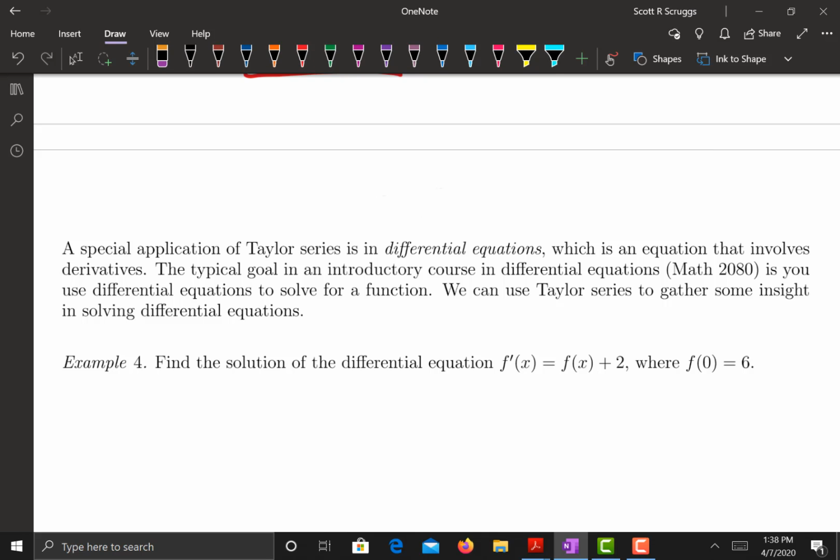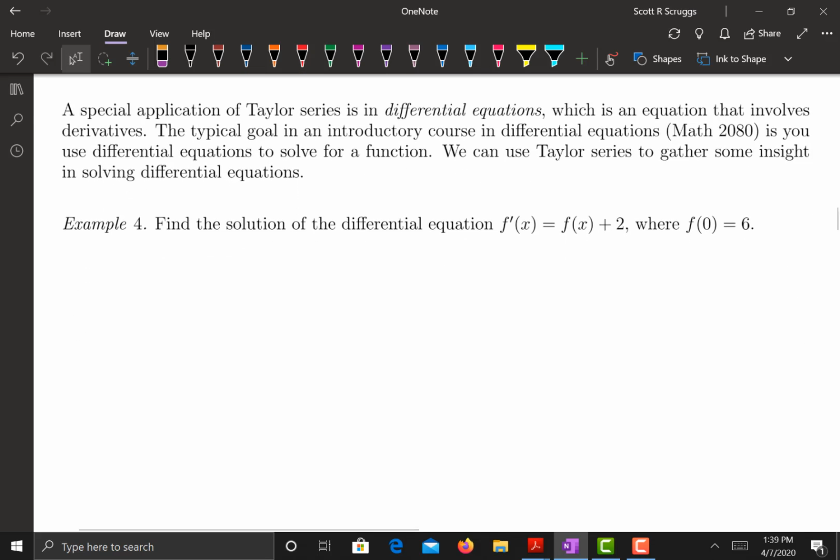But we can actually start using Taylor series now and gather insights into solving a differential equation. And that's what's going to happen with example 4. We're going to find a solution for this differential equation where the first derivative equals f of x plus 2, where f of 0 equals 6. Now, some quick lingo for when y'all take 2080. Yes, I gave you information about the original function f.